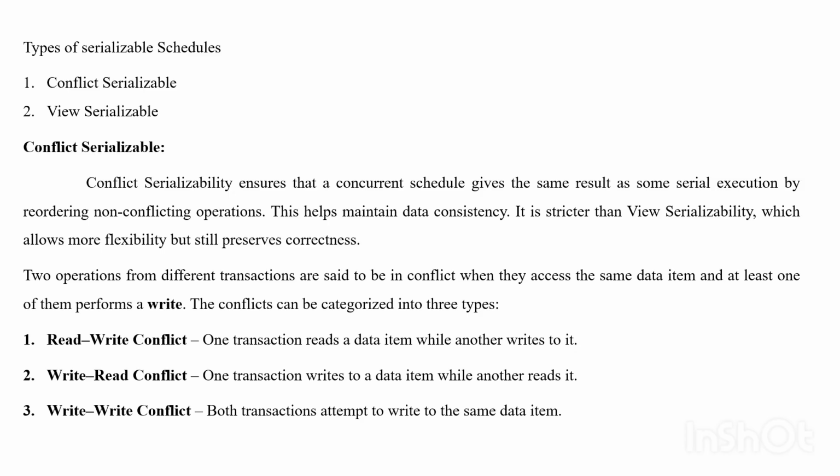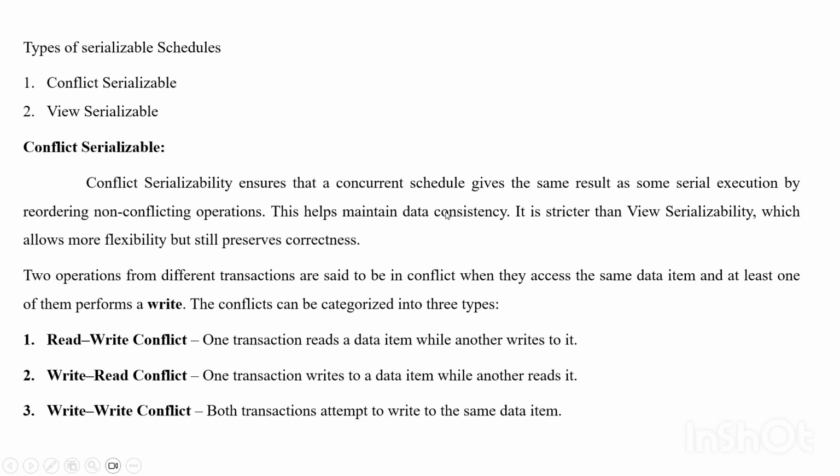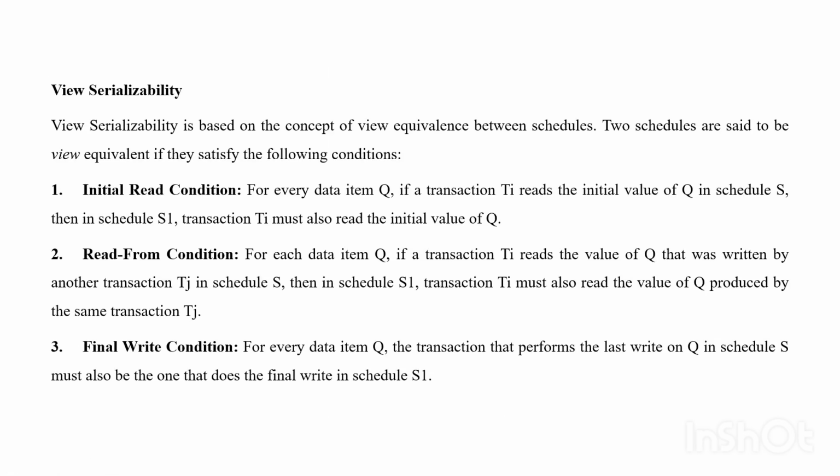Let us discuss in detail with an example. We have transaction 1 and transaction 2. Here the first read operation is done, and the write operation is also done. Here we also have read of A, write of A, read of A, write of A, read of B, write of B, and read of B, write of B. Here both actions are performed. So this is called conflict serializability.